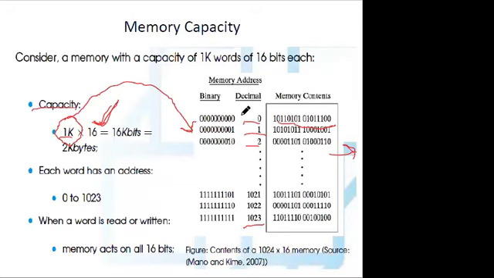It can address 1024 or 1K of the memory locations. And hence, this is the capacity of the memory. So in this case, a memory is having a capacity of 1K words of 16 bits each. So 1K words are being represented by this memory, but each word is 16 bits, has the capacity to store 16 bits of the data. So this is how a memory capacity is elaborated.